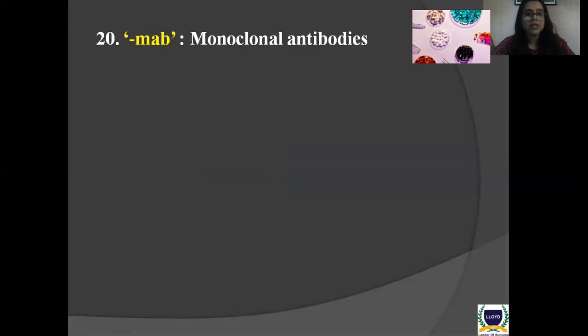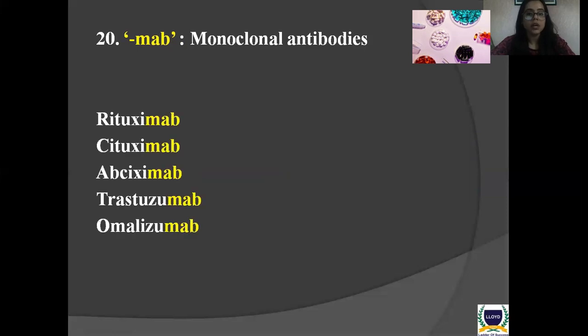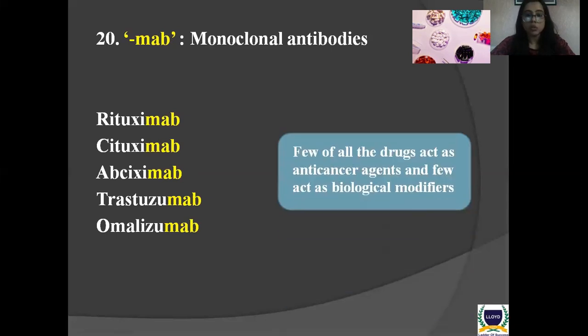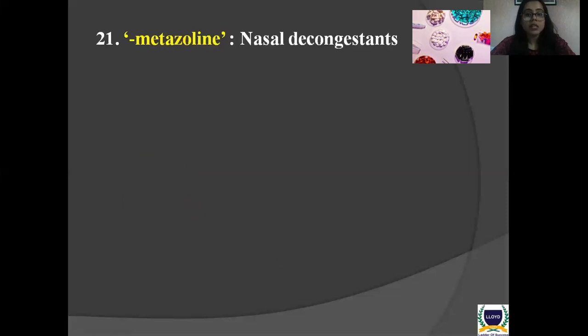Our next suffix is MAB. MAB indicates they are monoclonal antibodies. Monoclonal antibodies, the drugs are rituximab, cetuximab, abciximab, trastuzumab, omalizumab. So these are the drugs ending with the same suffix, that is MAB, which indicates they are monoclonal antibodies. A few of these drugs can act as anti-cancer agents and a few can act as biological modifiers to suppress the immunity.